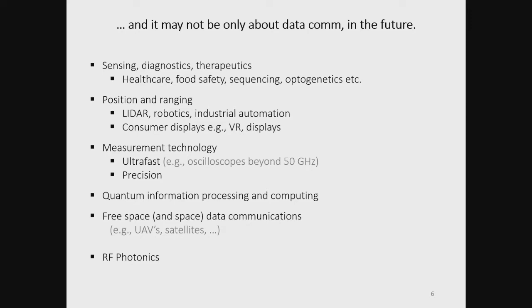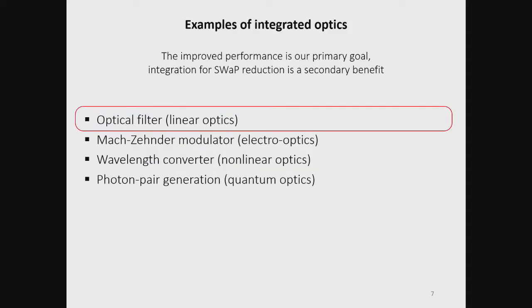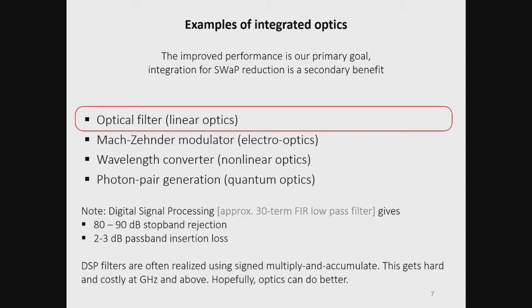But there are certain common threads of what we need through all of these functionalities. And again, I'm going to pick one example from our work. I'll start with the linear optics example. I will say that our goal as a university research group was to improve performance. The SWaP reduction, yes, it will happen, and industry will do a better job than us. So for optical filters, the benchmark for us was not what optical filters have already been made. It's what you can do with DSP.